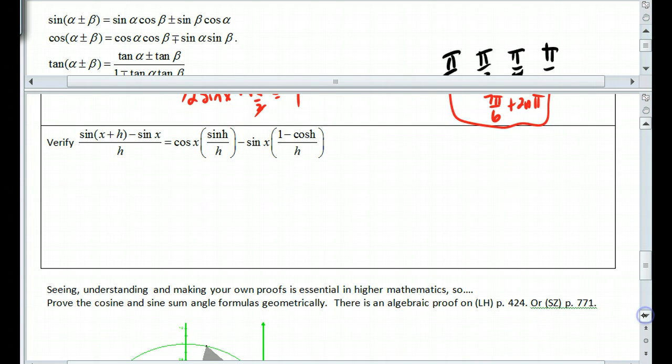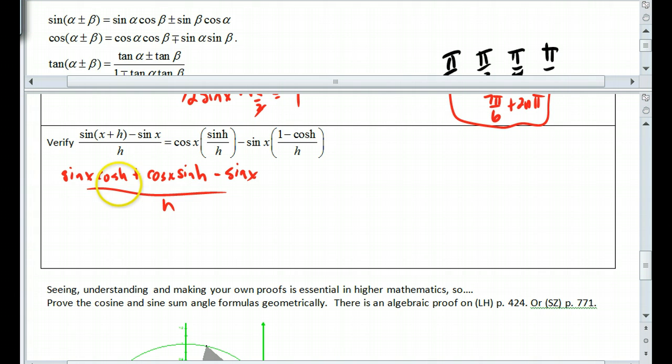Okay, how about this next one? This goes back to something we did at the beginning of the year. But what if I have sine of x plus h minus sine of x all over h? And I want to verify that this is the same thing. I'll give you a hint. You're going to do this in calculus next year. So if I simplify this numerator, I'm going to have the sine x cosine of h, and it's going to be plus the cosine of x sine of h minus the sine of x all over h. And I want to show that it's equivalent to that right there.